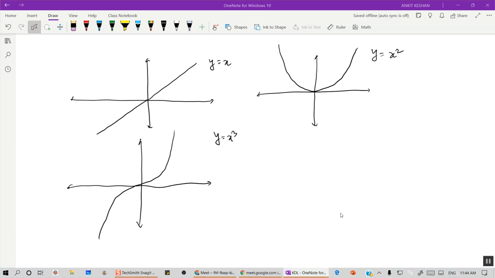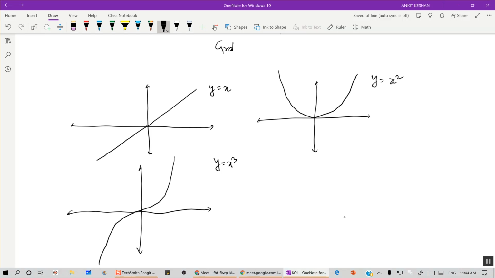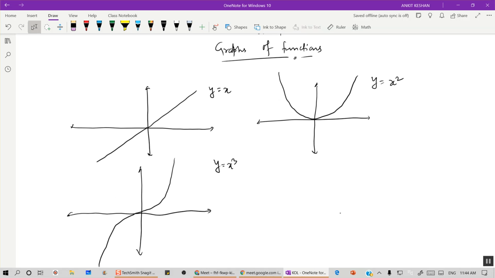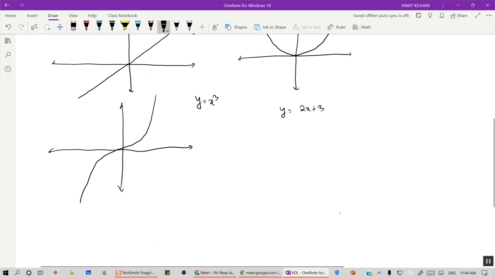Graphs of functions is the topic, and mainly we will deal with the transformations of graphs when we apply modulus over functions, when we change the sign of the function, when we apply modulus only on x inside the function, and many things. Okay, so y is equal to 2x plus 3 is also a function.